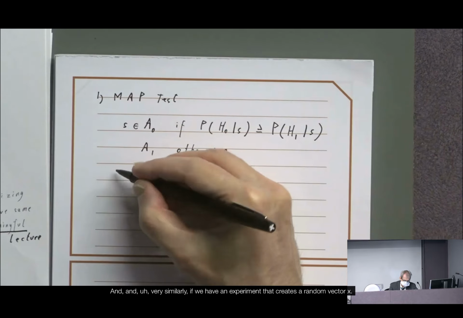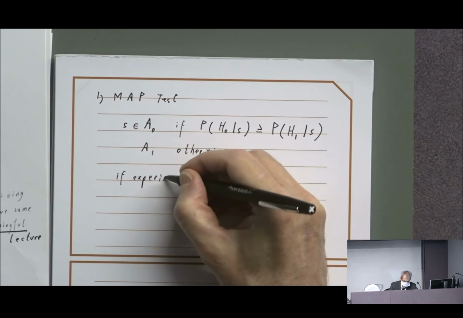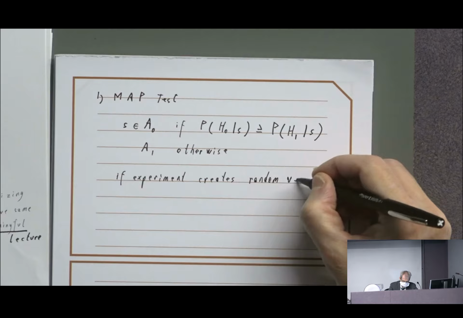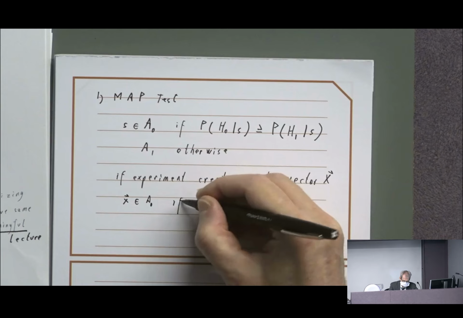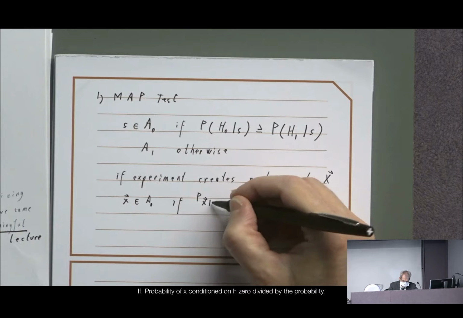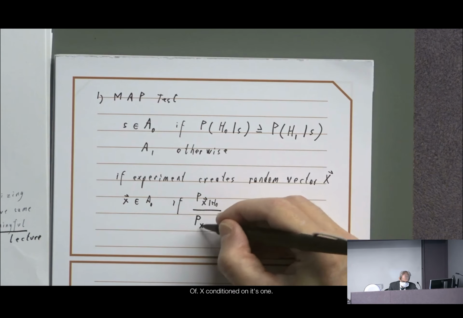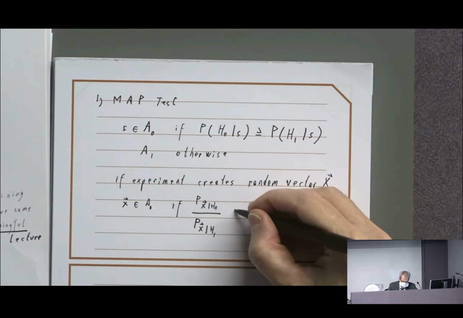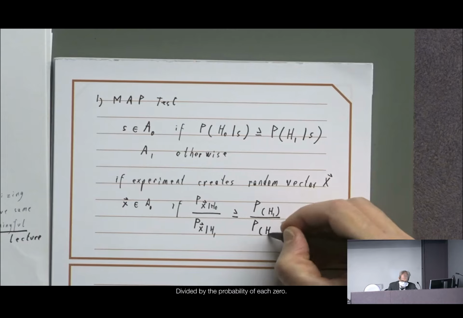And very similarly, if we have an experiment that creates a random vector X, then we have X element of A0 if the probability of X conditioned on H0 divided by the probability of X conditioned on H1 is larger or equal to the probability of H1 divided by the probability of H0.